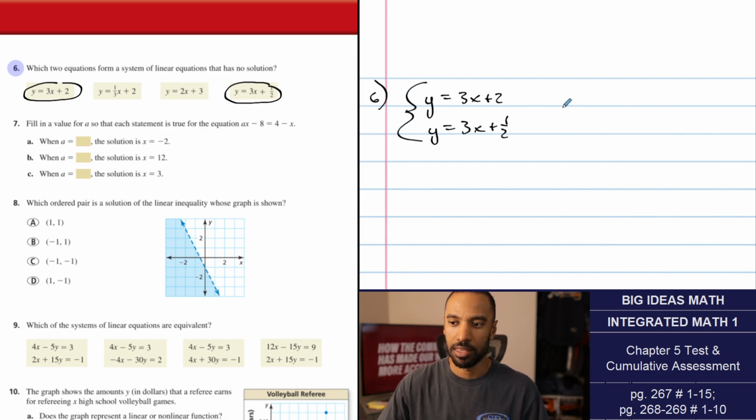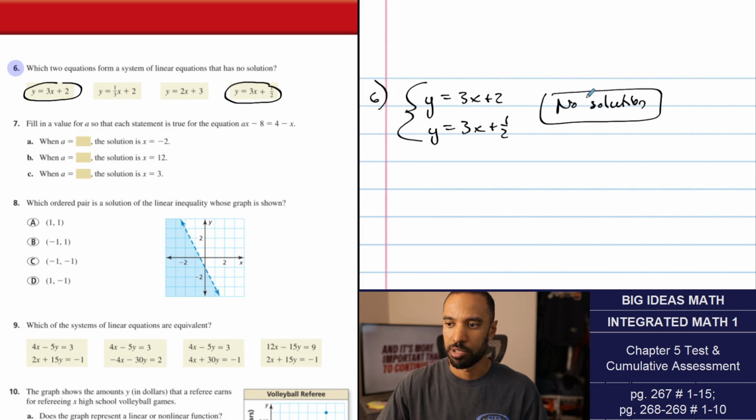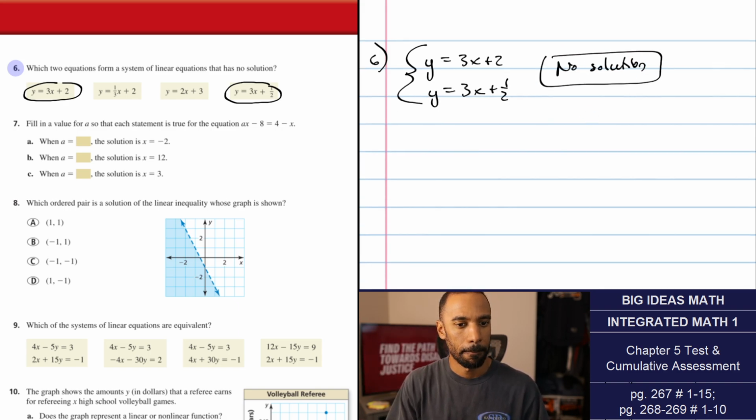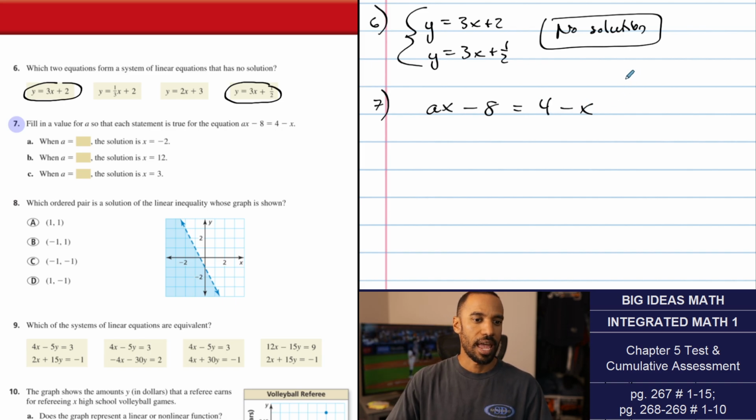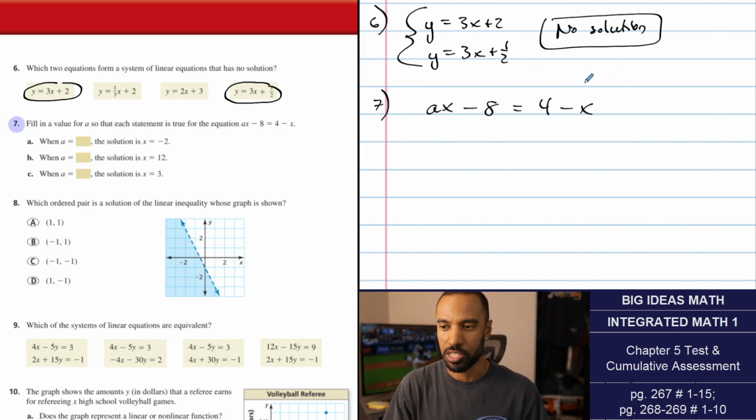That would be this chapter. Same slope, different y-intercept. Number 7, fill in a value for a so that each statement is true for an equation. This must be chapter 1. I'm not going to solve by graphing. I'll solve algebraically. ax minus 8 equals 4 minus x. When a equals blank, the solution is x equals -2.